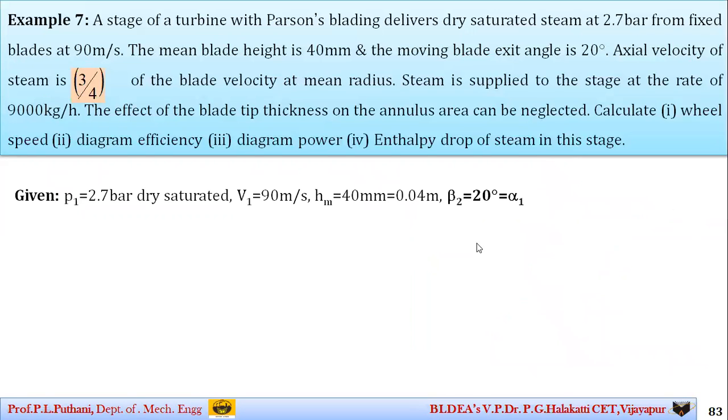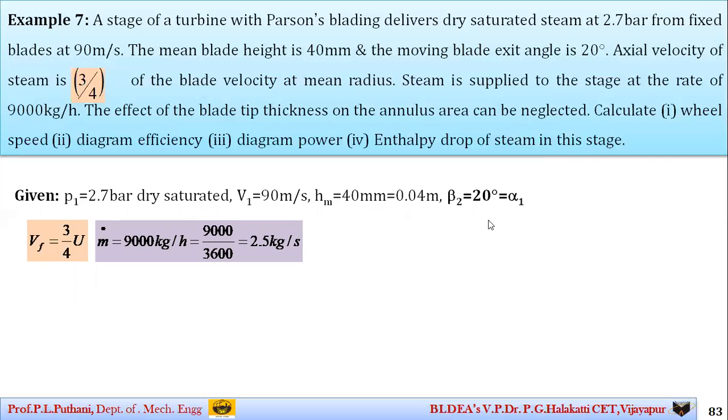So now let us begin with the solution. As I said, pressure is 2.7 bar dry saturated. V1 is 90 meters per second. He has given the mean height. He has given the exit blade angle, which is equal to the inlet angle. Now the mass flow rate, converting into kg per second, it becomes 2.5 kg per second. You need to find these things, as I have said: the speed, that is U, the tangential speed, then the diagram efficiency, then the power as well as delta H naught.